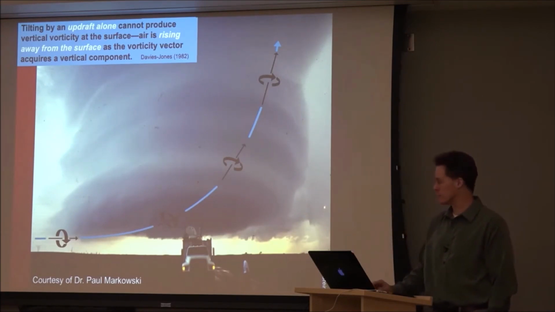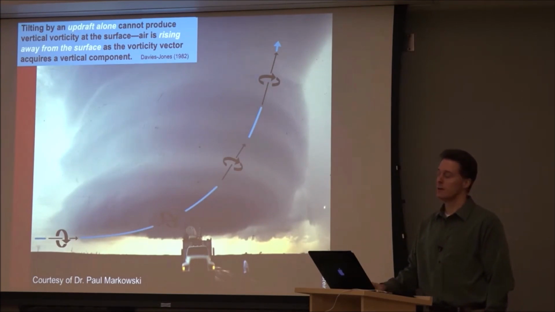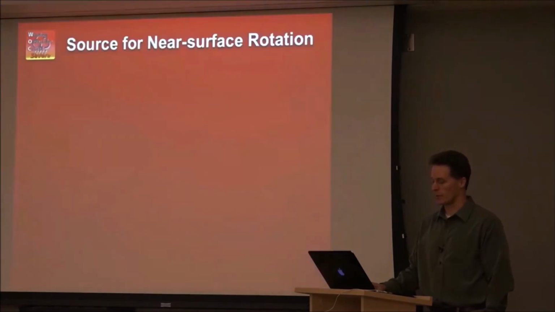The problem here is if you follow the vortex line, when is that vorticity vertically oriented? It's not until you're well above the ground. You can't get vertical vorticity at the ground starting with horizontal vorticity at the ground given only an updraft. So we have to have something else going on to get vertical vorticity at the ground, which is ultimately what we need to get a tornado.